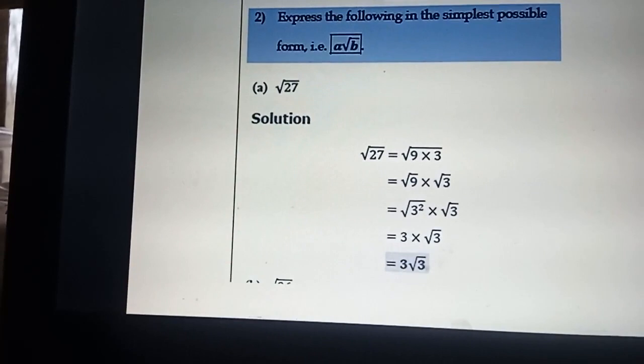So let us look into this multiplication of surds. Example 1. Evaluate each of the following. Root 2 times root 2. Root 7 times root 7. Root 24 times root 24. Root minus 1 times root minus 1. Solution. Number 1. Root 2 times root 2. You are going to square the 2. Square root of 2 square, remain what? 2. I hope it's clear.